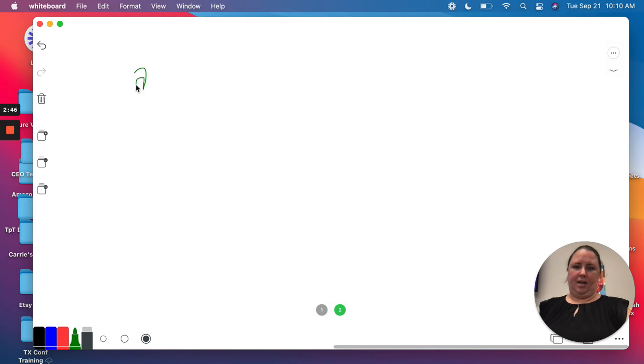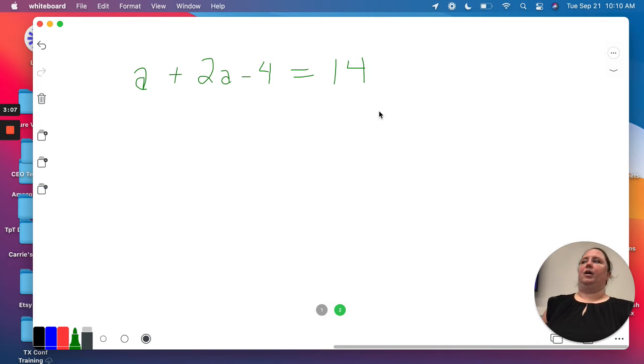So we have A, and yes, I draw it funky to make sure I know what letter it is, plus 2A minus 4 equals 14. Okay, multi-step equation. This is not a two-step equation, it's a multi-step. So how many do you think are going to be in here? Josh? 3. You could also say more than 2. Okay, multi-step. So what is my first step when solving a multi-step, Josh?